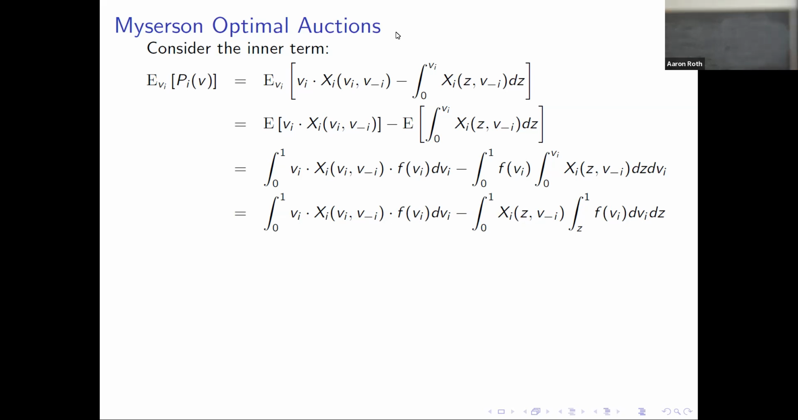And once I fix Z, I fix this term here, xi of Z and v minus I. Now I have to figure out what my bounds of integration are over VI. Before, VI was ranging from 0 to 1, and Z was ranging from 0 to VI. So now my VI should range from Z to 1. I never understand integrals; I always have to pretend they're sums. Things make sense in discrete math. So why is this the right thing to do?